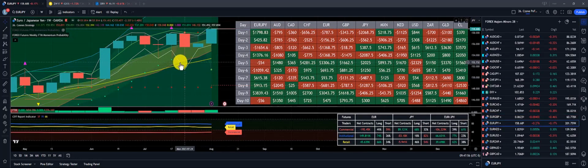Euro Japanese yen, beautiful trade. Overall green strength, close to above the dragon. The stop loss, nice low risk entry trade, greater than 1-to-1, and a nice $1,798 gain on one standard lot.